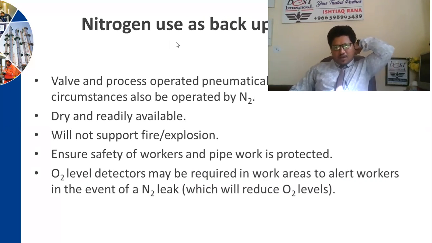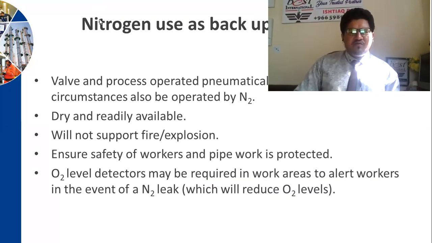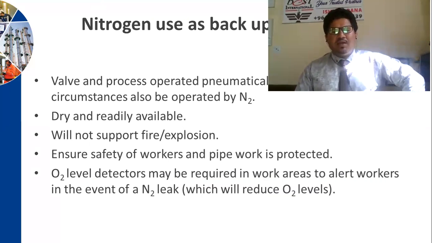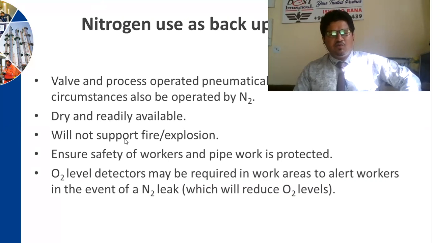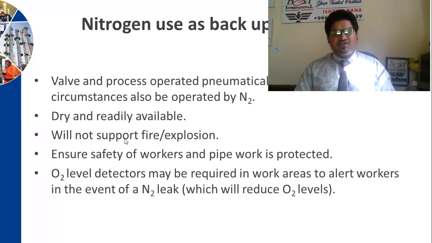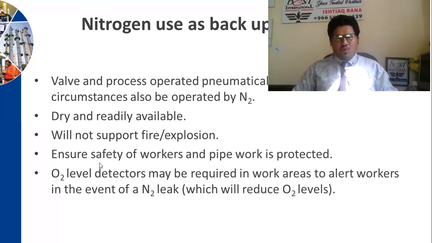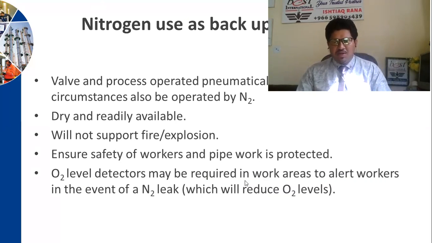Nitrogen is used as a backup for instrument air. Valves and processes operated pneumatically may in some circumstances also be operated by nitrogen, which is dry and readily available. It will not support fire or explosion and ensures the safety of workers, and the pipework is protected. Oxygen level detectors may be required in work areas to alert workers in the event of a nitrogen leak, which will reduce oxygen levels as well.